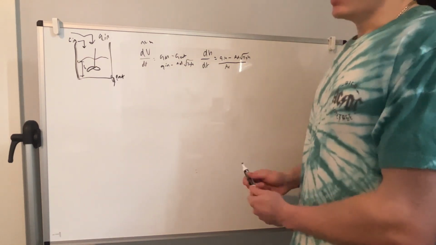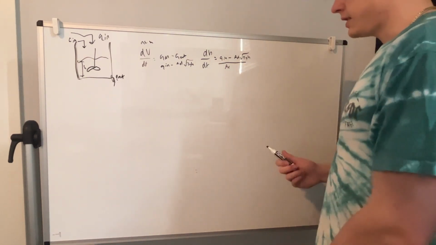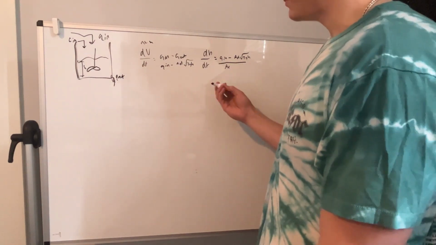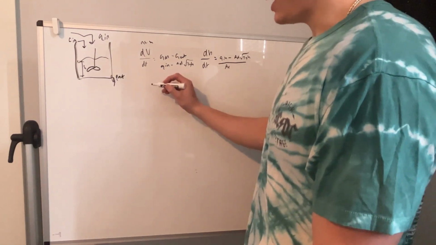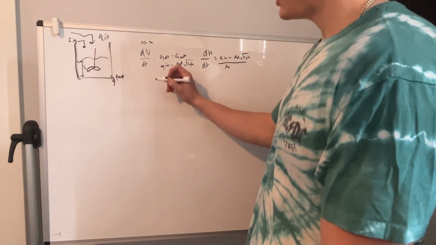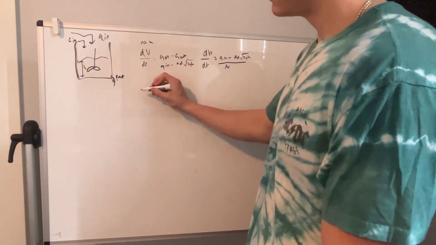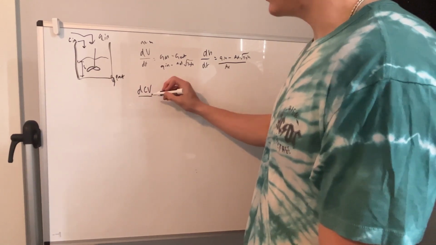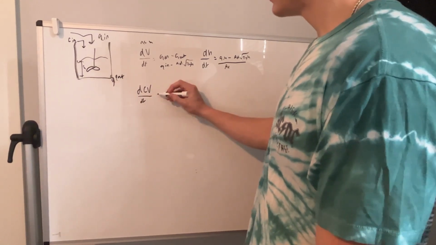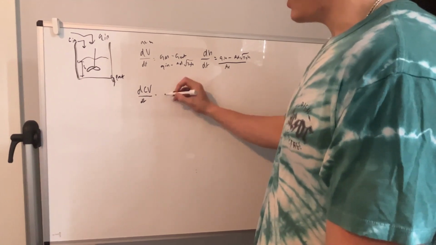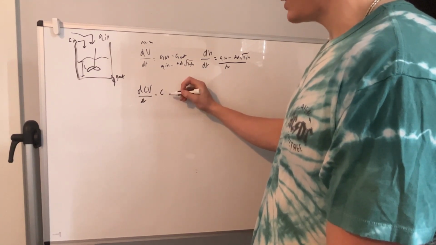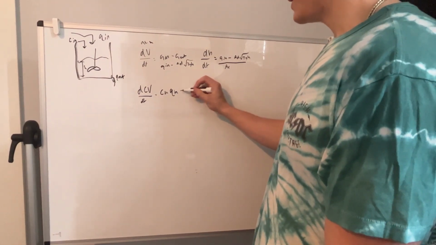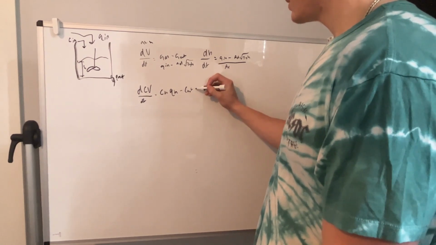Next, to find the equation for the changing rate of concentration, we're going to have to do something similar. So we can look at it like this. Our concentration will change at a rate of our concentration times our volume over dt, and we'll have our concentration times what's coming in, so our C in times our Q in, minus our C out times our Q out.